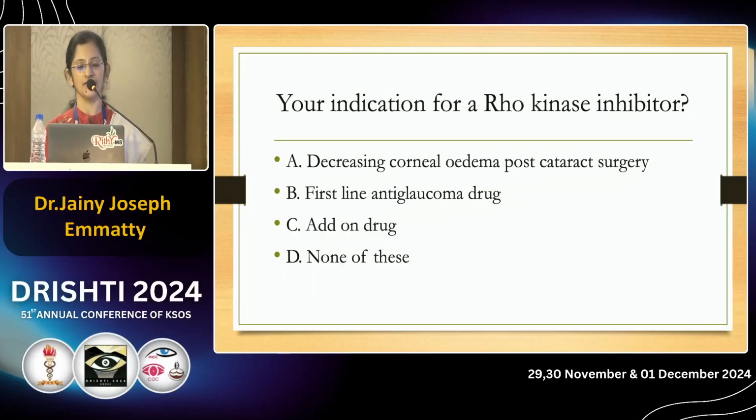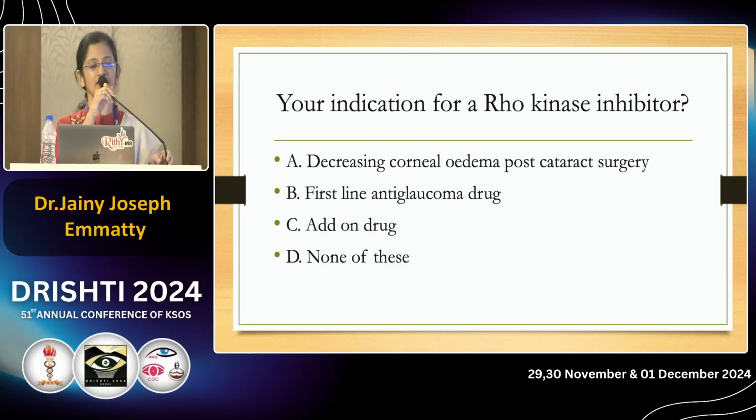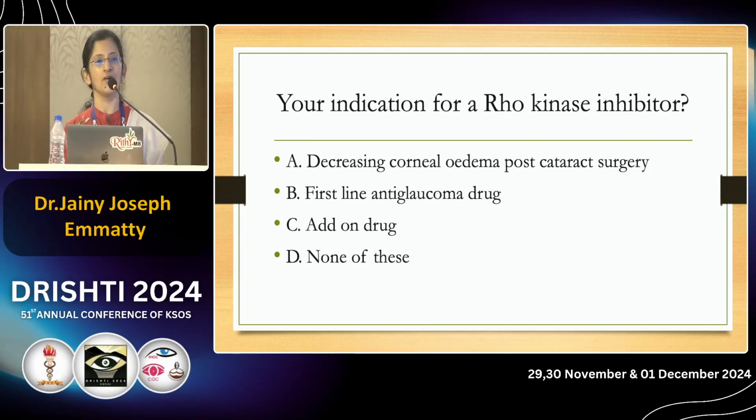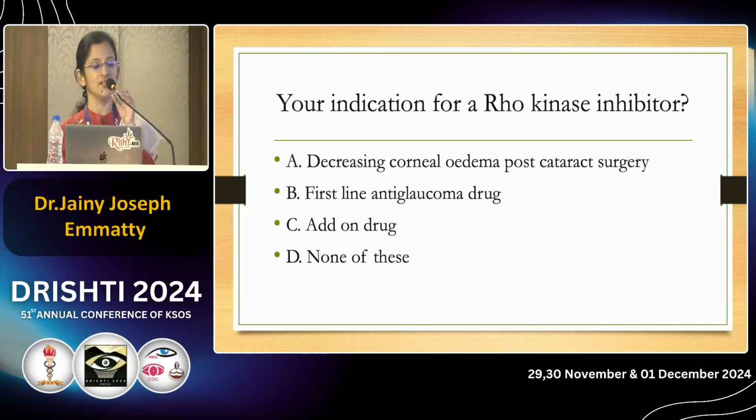We'll go to a question for the audience actually. What is your indication for a Rho kinase inhibitor? Is it to decrease the corneal edema post cataract surgery, or will you use it as a first line anti-glaucoma drug, or as a second line or an add-on drug, or none of the above? How much of the audience will poll for the first option? Dr. Anoop is there. Second option? Nobody is there. Third option? So that's the majority.